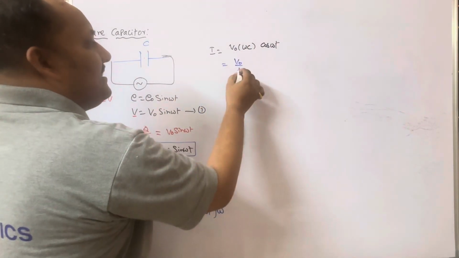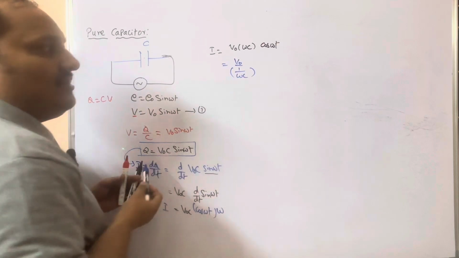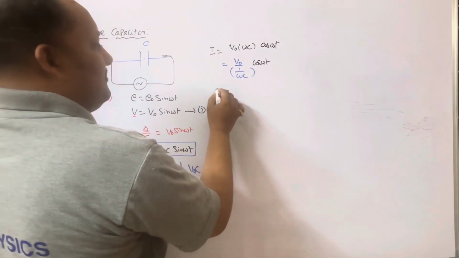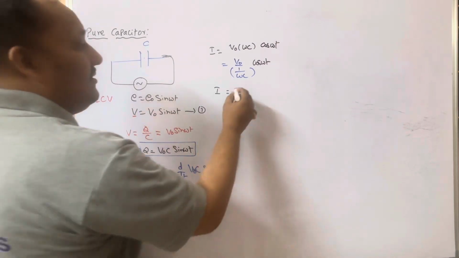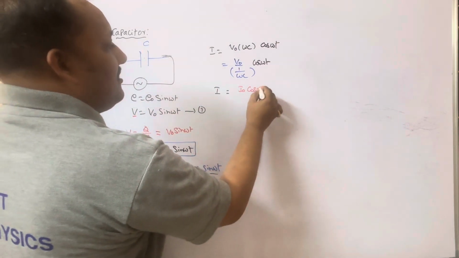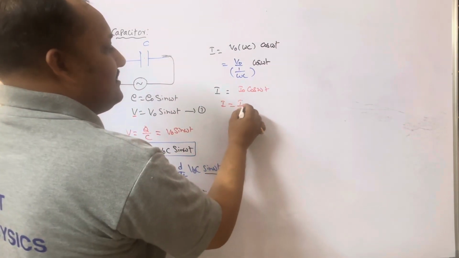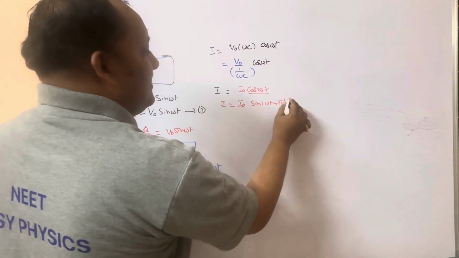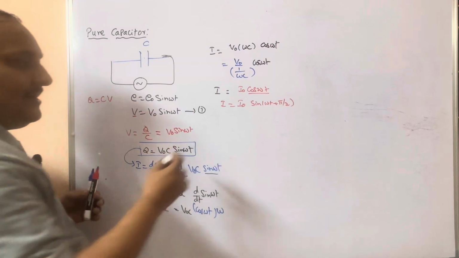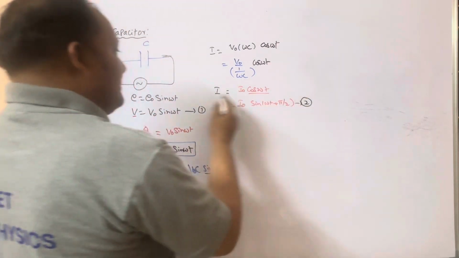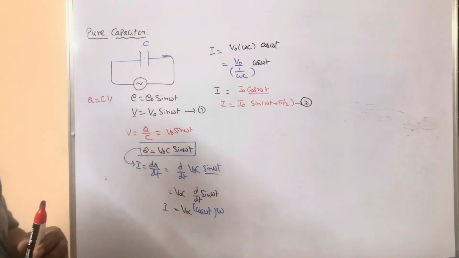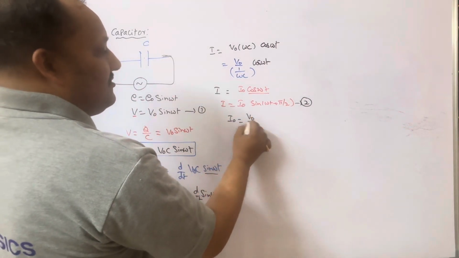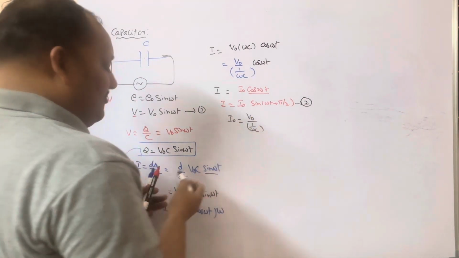So this omega C can be written as 1 by (1 by omega C). So I is equal to I naught cos omega t. This cos omega t can be represented as sin of omega t plus pi by 2. This is the alternating current passing through the capacitor, where I naught is equal to V naught by 1 by omega C.